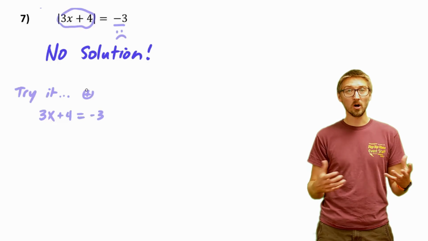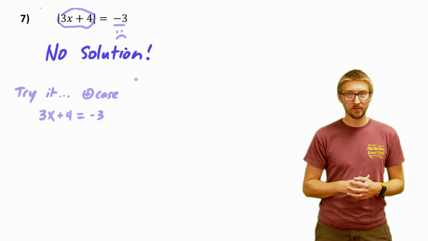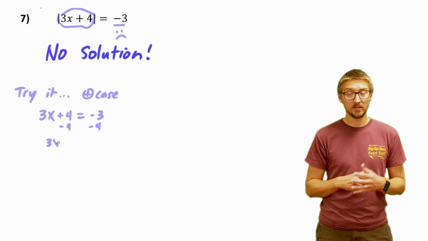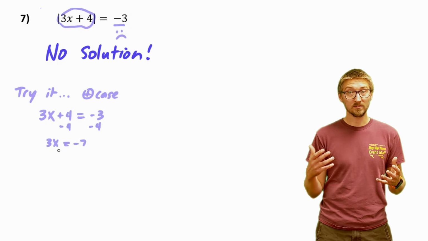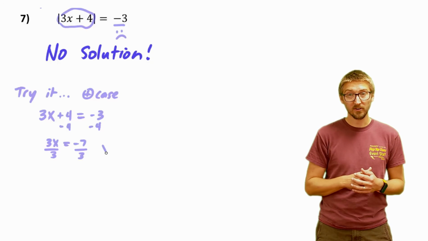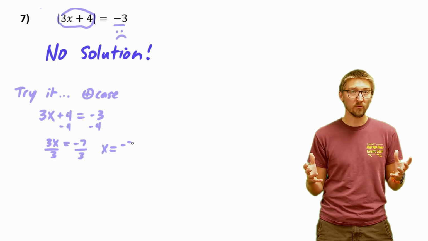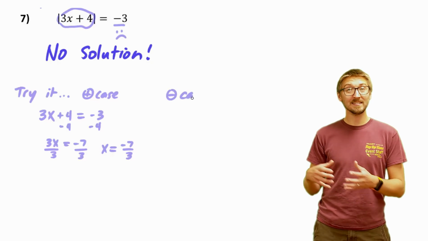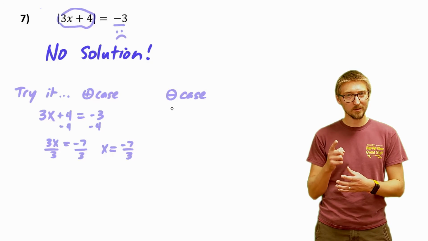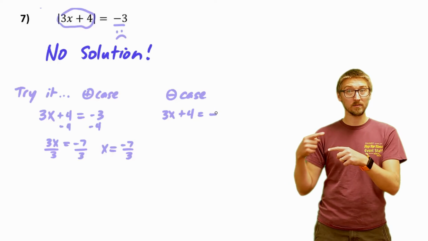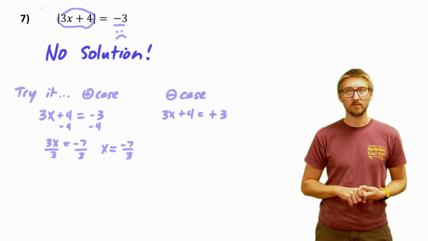Well, if we go ahead and just solve it like normal, you can see 3x plus 4 equals negative 3. You would subtract 4 and subtract 4. You get 3x equals negative 7, and you divide by 3, and you get this fraction, negative 7/3. Well, we've had fractions before, so people would circle that. They'd say, ooh, that's okay. Then it's the negative case. And this is where you got to be careful. 3x plus 4 equals a negative 3, which makes it a positive 3.